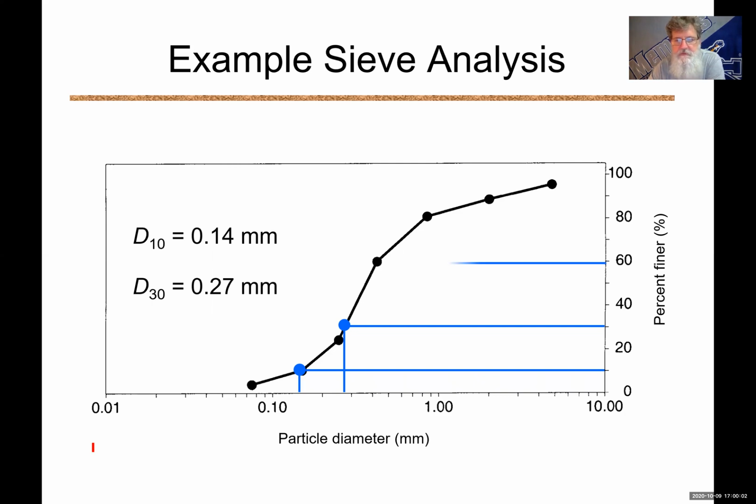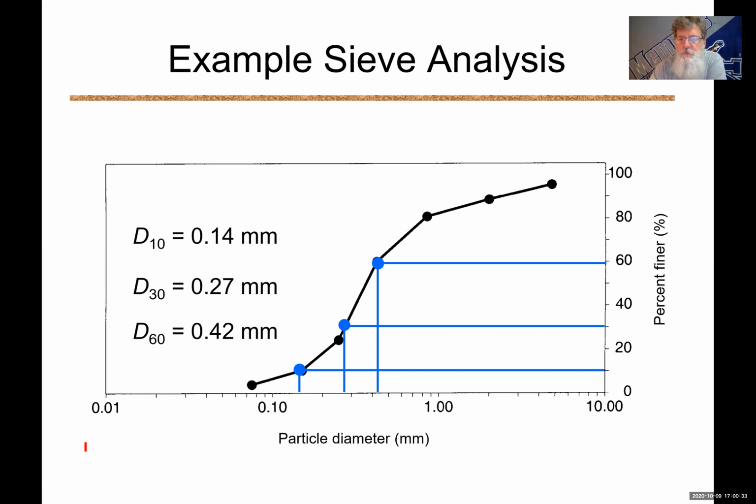And then finally D60, find the 60% passing line, hit the curve, and drop it down. In this case, it looks like it's between, let's see, that's 2, 3, 4. So it looks like it's between 0.4 and 0.5. So it's going to be 0.4 something. And it's towards the left edge. So maybe 0.42, 0.43 would be reasonable. Yeah, I chose 0.42. Now your work is done.